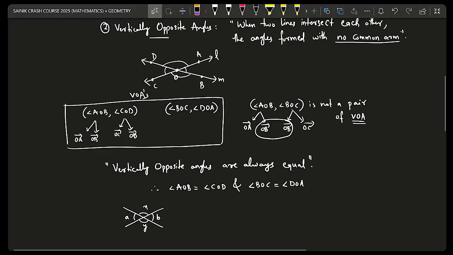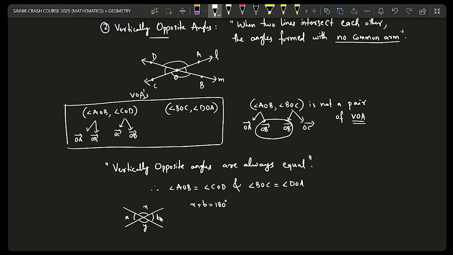Okay, let me prove this. Vertically opposite angles are equal. I want to prove X is equal to Y. We know about X and B. They are formed on the same straight line. That means if you add X and B, you will get a straight angle. Straight angle measurement, we know, is 180 degrees. So X plus B is going to be equal to 180 degrees.